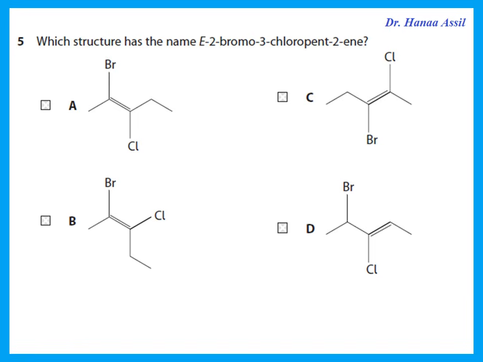Okay, which structure has the name 2-bromo-3-chloro-pent-2-ene? So first of all, we want a pent. Well, all of them actually are a pent if you count the number of carbons in the chain.